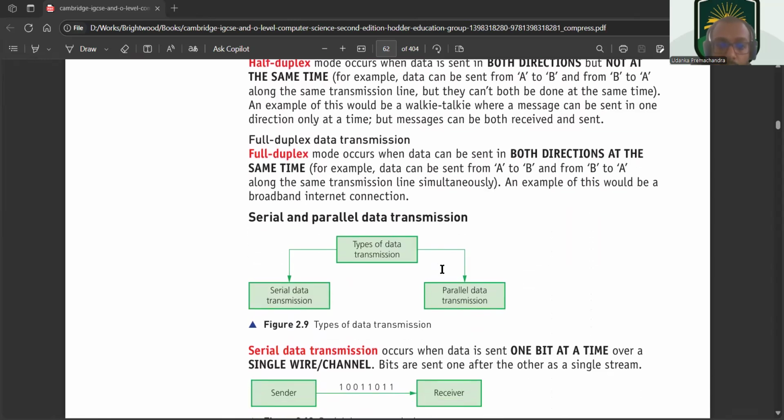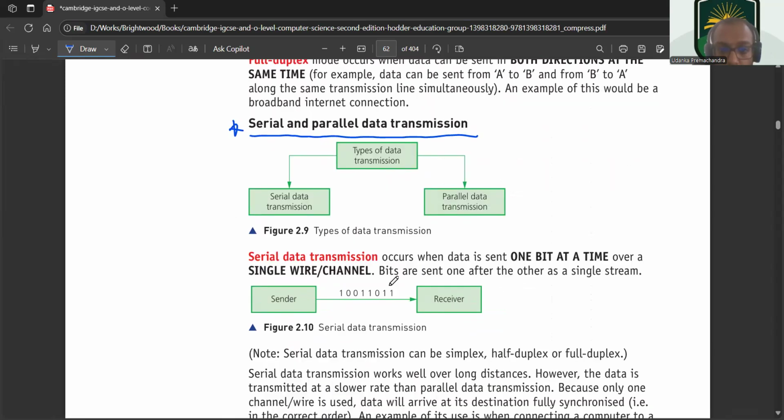So today I want to tell you about serial and parallel data transmission. Again, when you are thinking about data transmission, you can divide it into two parts: serial data transmission and parallel data transmission.